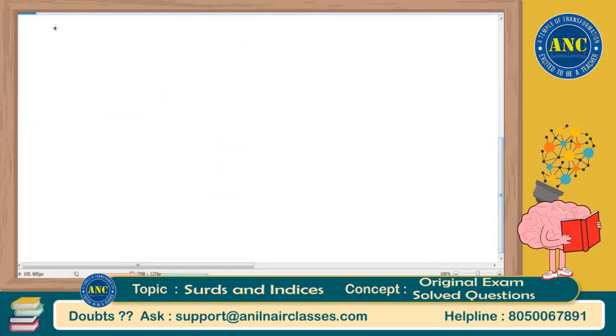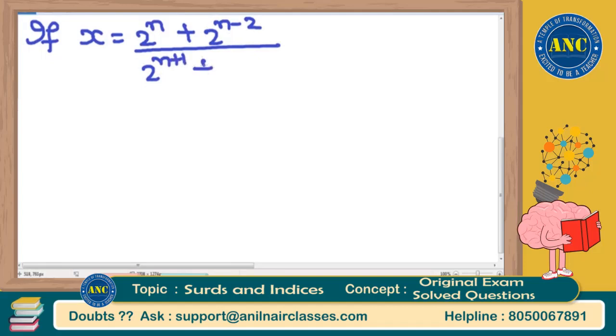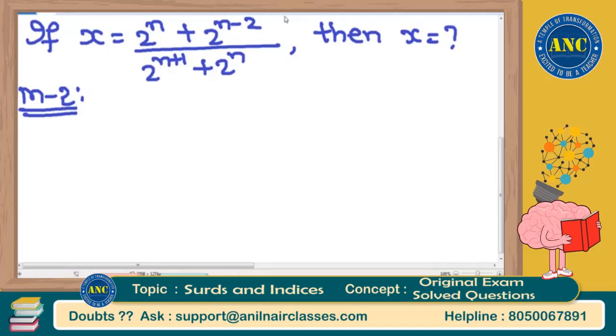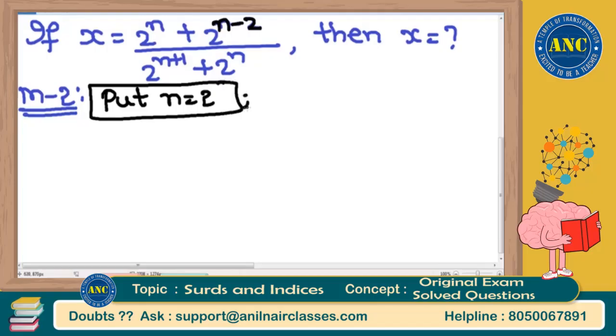Let us check whether it is true or not. I am writing the question once again. If x is given by (2 power n plus 2 power n minus 2) divided by (2 power n plus 1 plus 2 power n), then find the value of x. Now method 2 is what I am discussing. I told you that n is an independent variable, so put any value for n. Suppose I have power n minus 2, and I want to make the power 0. So n minus 2 should become 0, so n should be equal to 2. Whatever value you put, you will end up with the same answer.